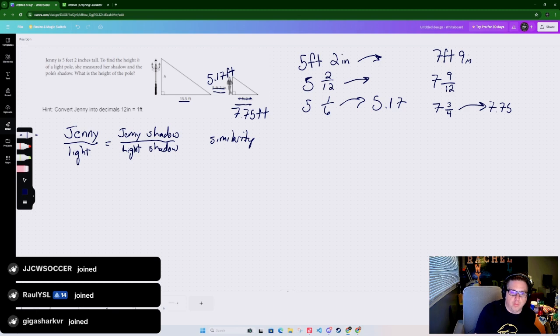Okay, so before, when we did the segments, we don't have A, B, C, D, E, F, none of that. So what we're going to do is actually write out what we are trying to measure. And Jenny, we know is, so when we do our substitution method, we're going to put 5.17 for Jenny. The light is what we're looking for. That's going to be H. Jenny's shadow, we're going to put that 7.75 now that we found, and then the 15.5 that was given. And we're going to call this substitution.